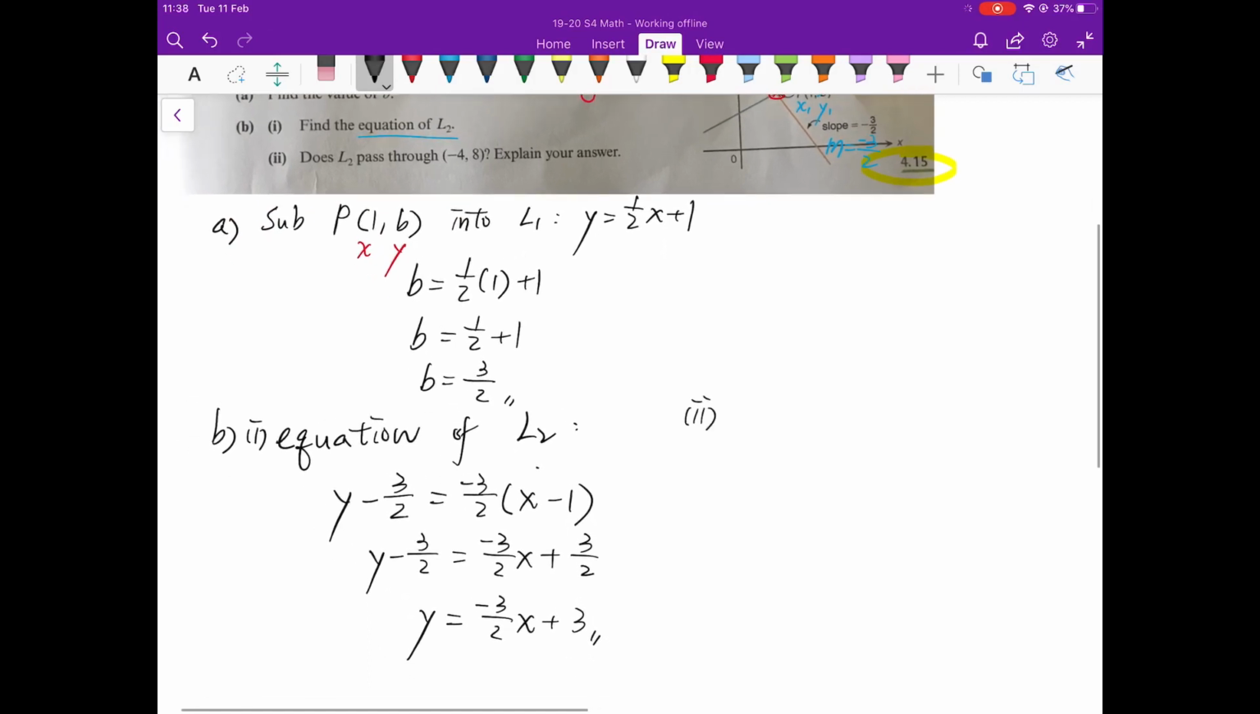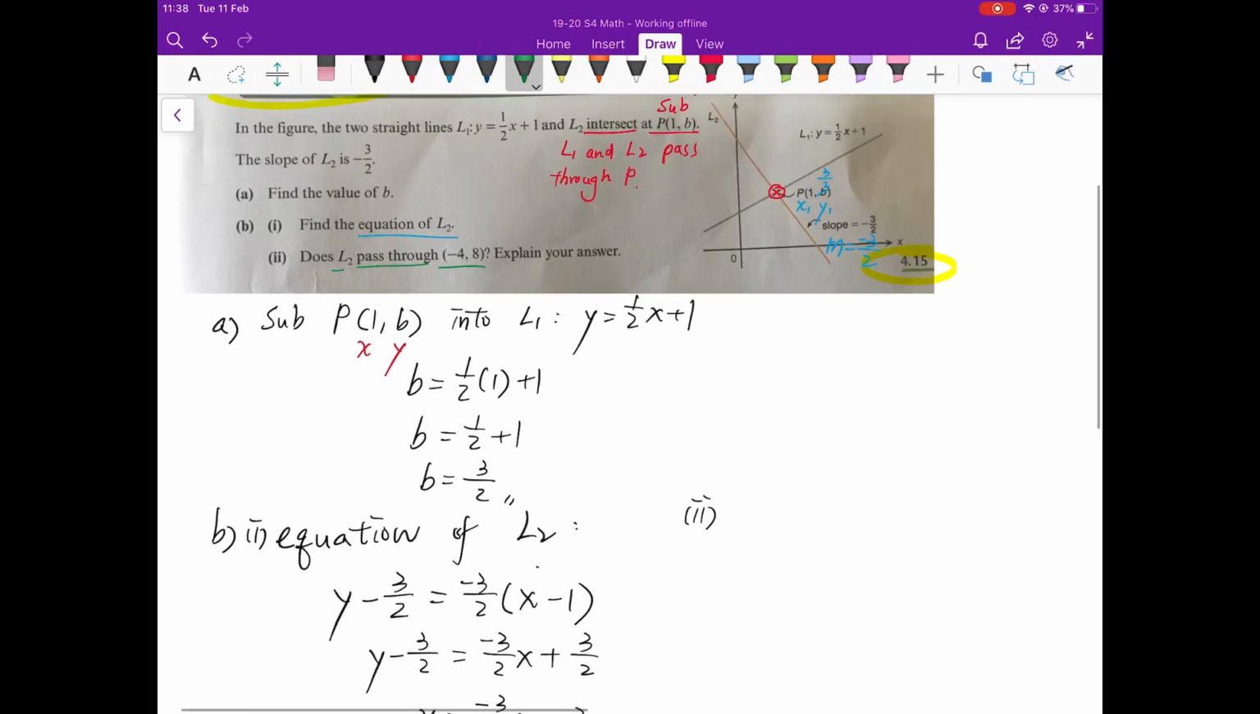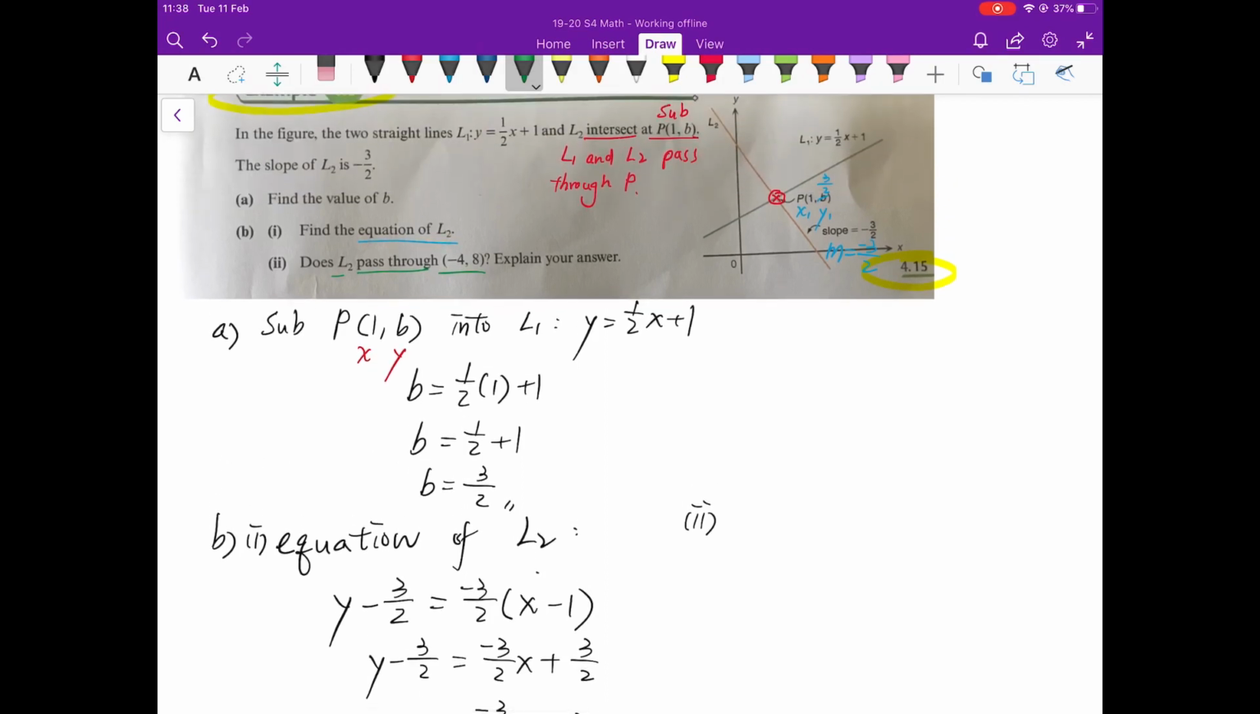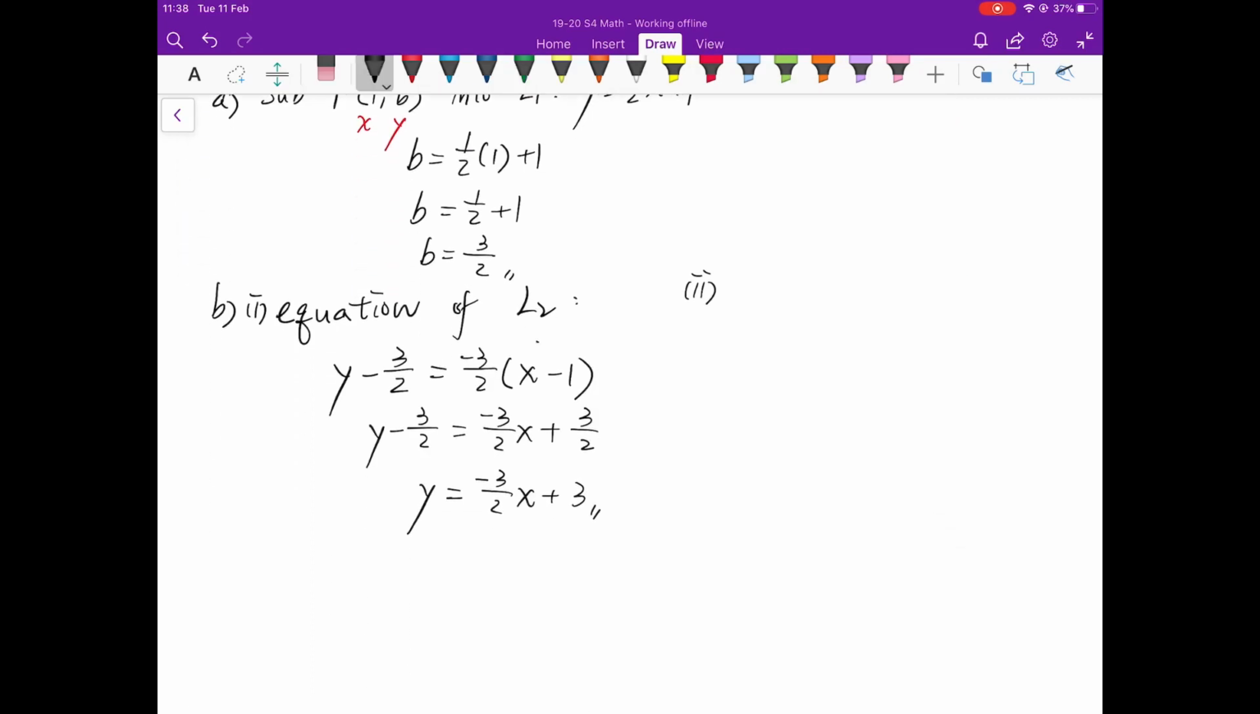Okay, then for part B2, it asks whether L2 passes through -4 and 8. In this question, if we want to test if the coordinates pass through the straight line, then we can directly use substitution. Substitute the values into L2 to test if L2 passes through the point.